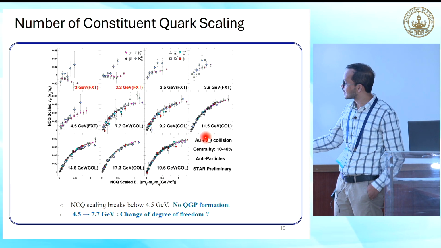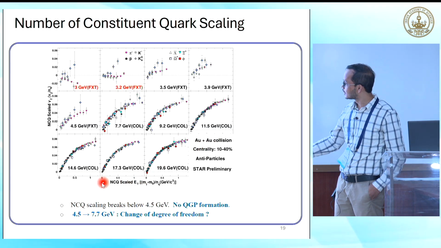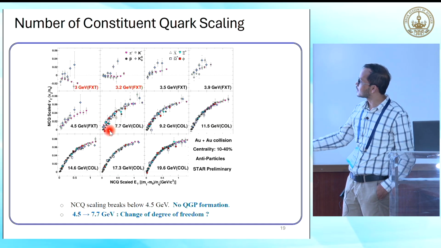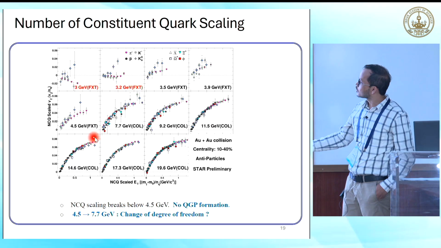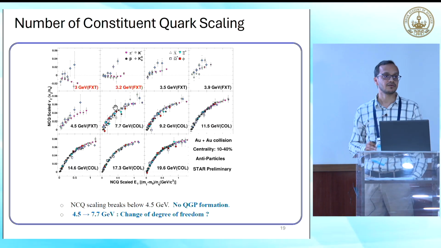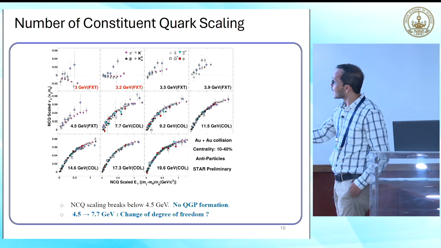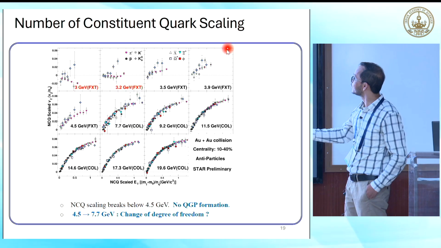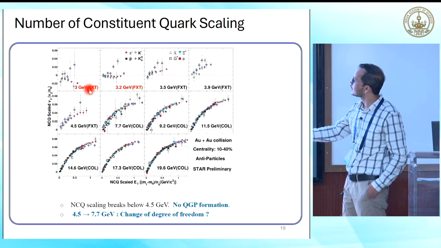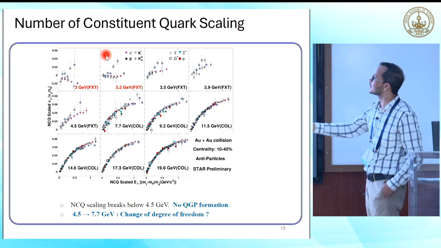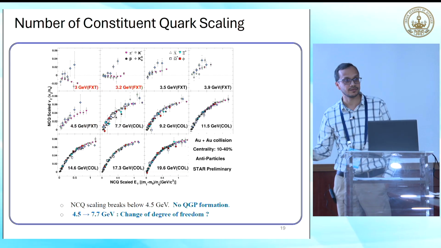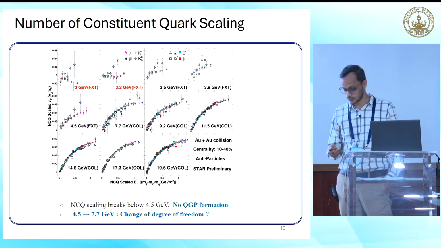You can see there is a nice scaling, all particles showing the same after being properly scaled by NQ, then 17.3 GeV, and up to 7.7 GeV you see there is nice scaling, okay. So you can say up to 7.7 GeV there is evidence for formation of QGP. And below 4.5 GeV we see that the scaling breaks, yeah. Although we are limited by the statistics, you can still see that even the V2 becomes negative. So there is no scaling at this lower energy, and between 4.5 to 7.7 GeV there is a transition region which needs to be further explored.